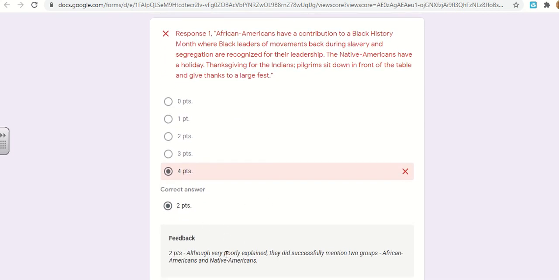is and why. So the first question, it's 2 points. Although very poorly explained, they did successfully mention two groups. They mentioned African Americans and Native Americans. But they didn't really give any explanation that was really good about what their contributions are. So for example, African Americans' contribution to American history isn't Black History Month. Black History Month celebrates all the specific contributions. So that's a really horrible answer. Same thing for the Native American answer.